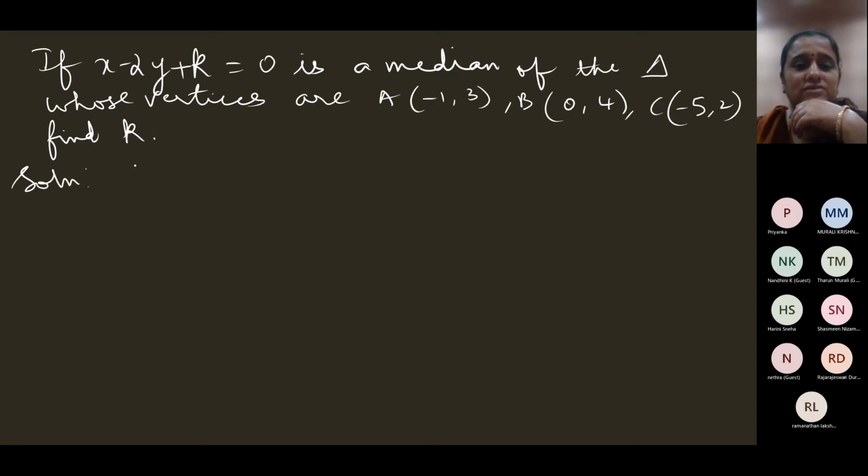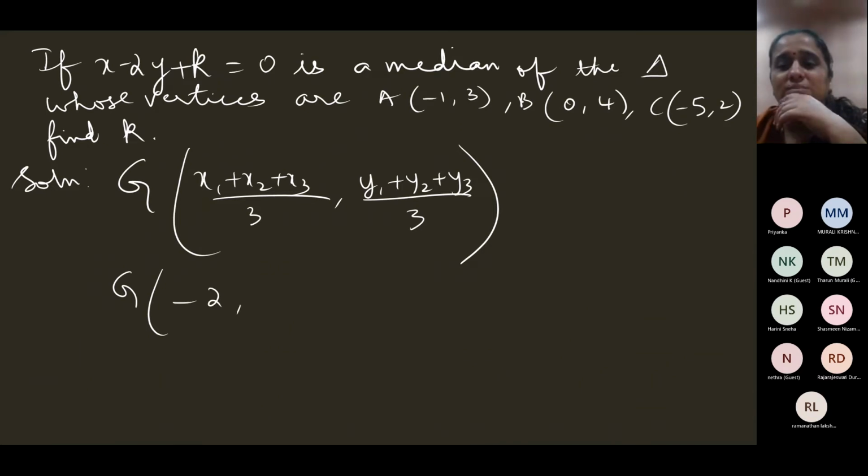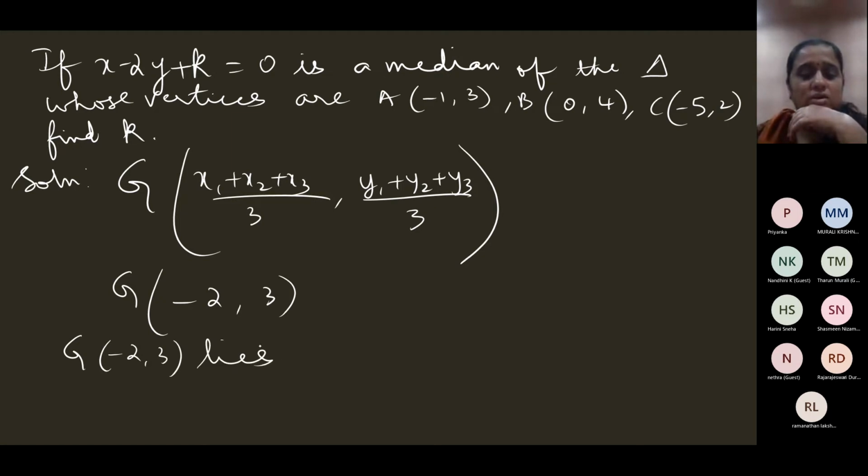The answer goes something like this. So you should find G. G is equal to (x1 plus x2 plus x3) by 3, comma, (y1 plus y2 plus y3) by 3. So G is equal to minus 1 plus 0 minus 5, so what is it? Minus 6 by 3, minus 2. You do the working: 3 plus 4, 7, 7 plus 2, 9, 9 by 3, 3. So G is minus 2 comma 3.